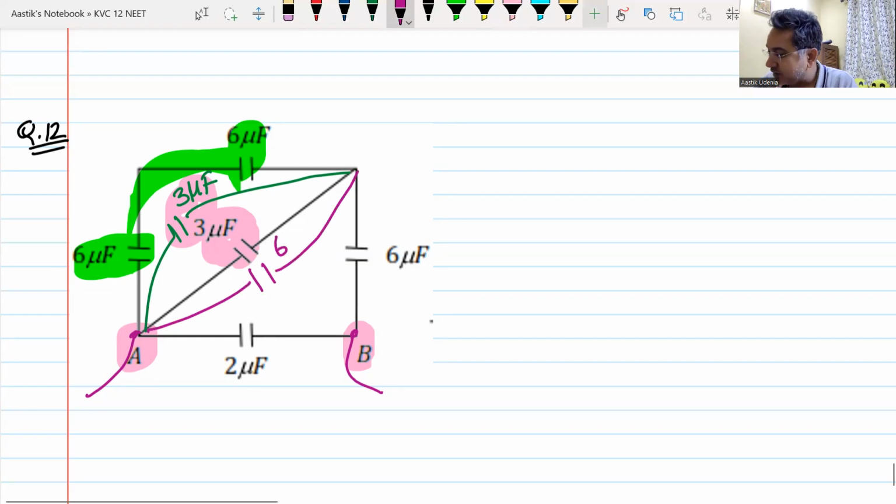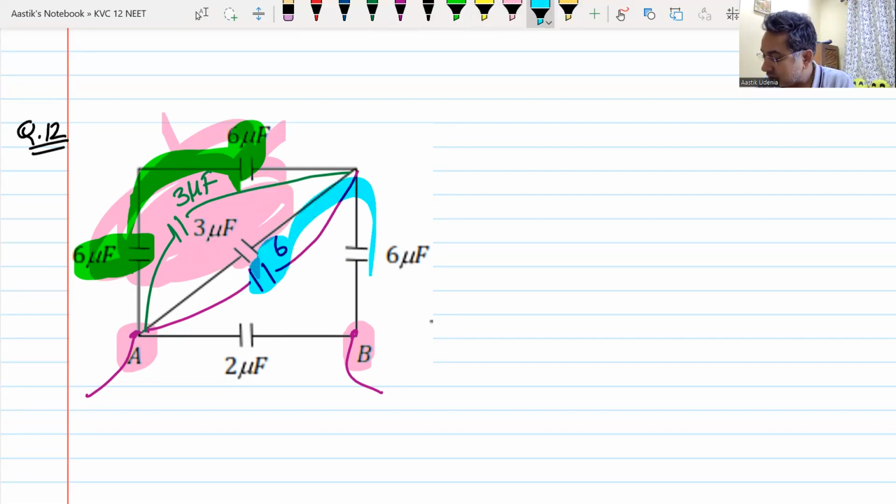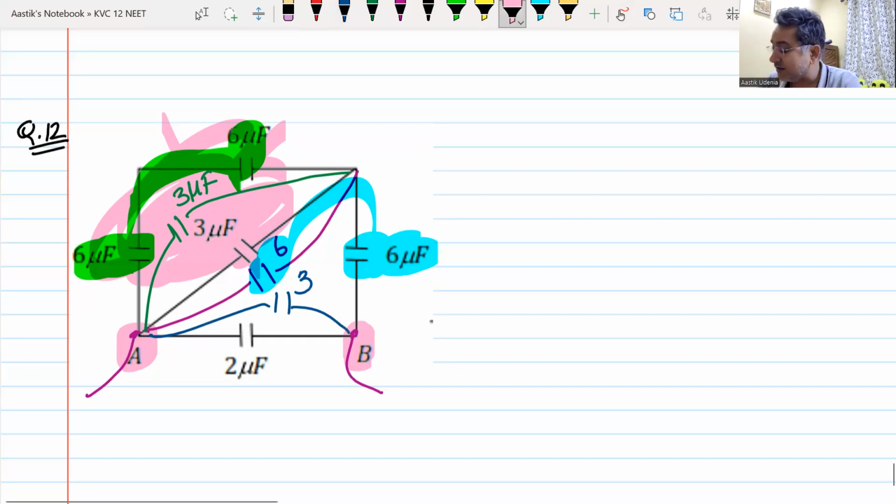Everything on this side disappears. Now again look at this 6 and this 6. They are again in series. Once they are in series, then they are in parallel. I call it series, parallel, series, parallel. 6 and 6 in series will give you 3 again. Now look at this 3 and this 2. This 3 and 2 are in parallel. So the answer becomes 5 microfarad.